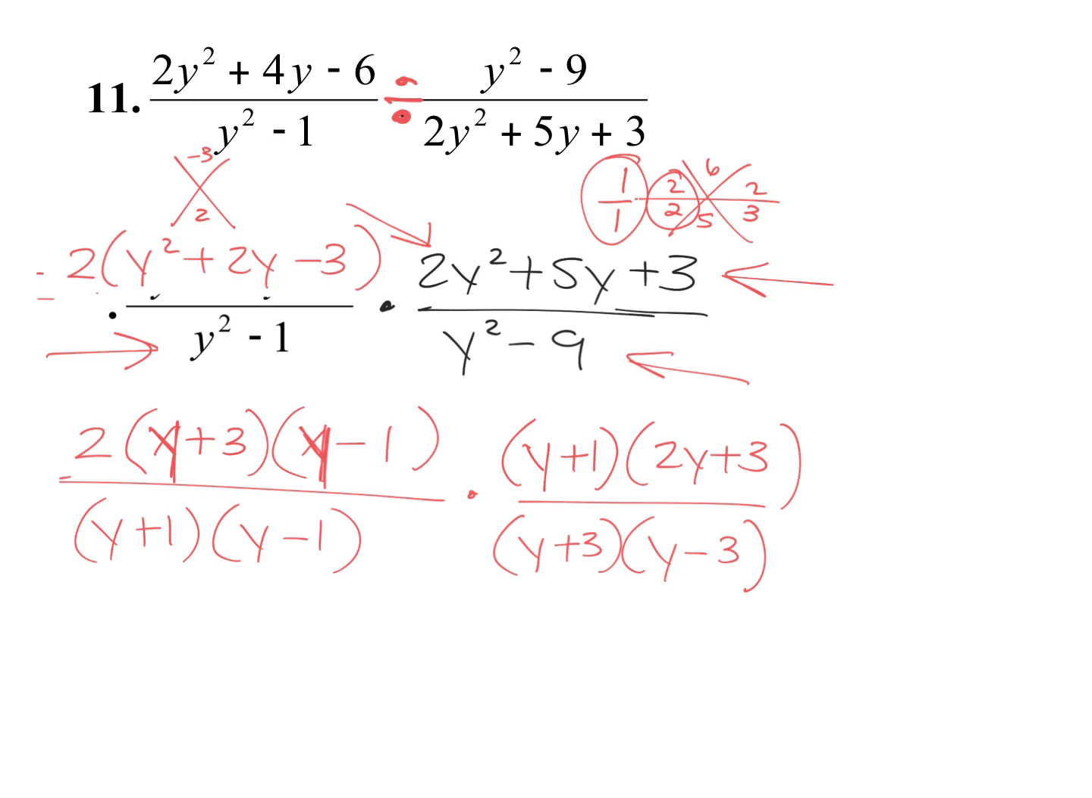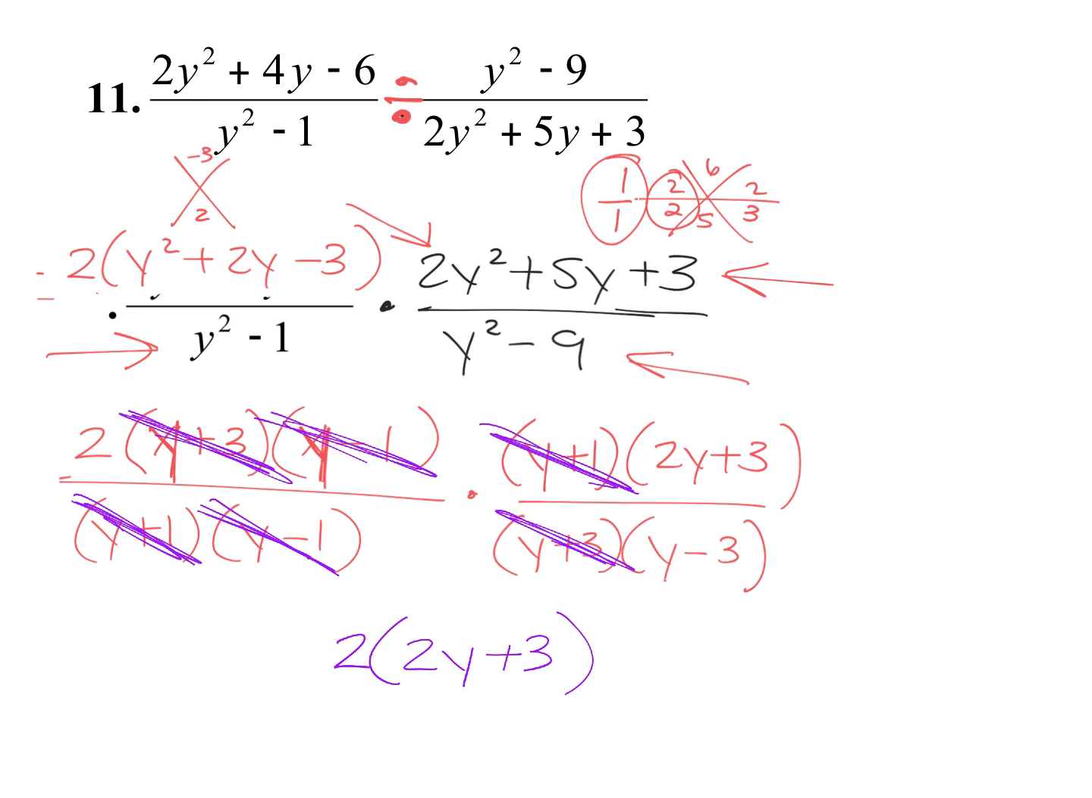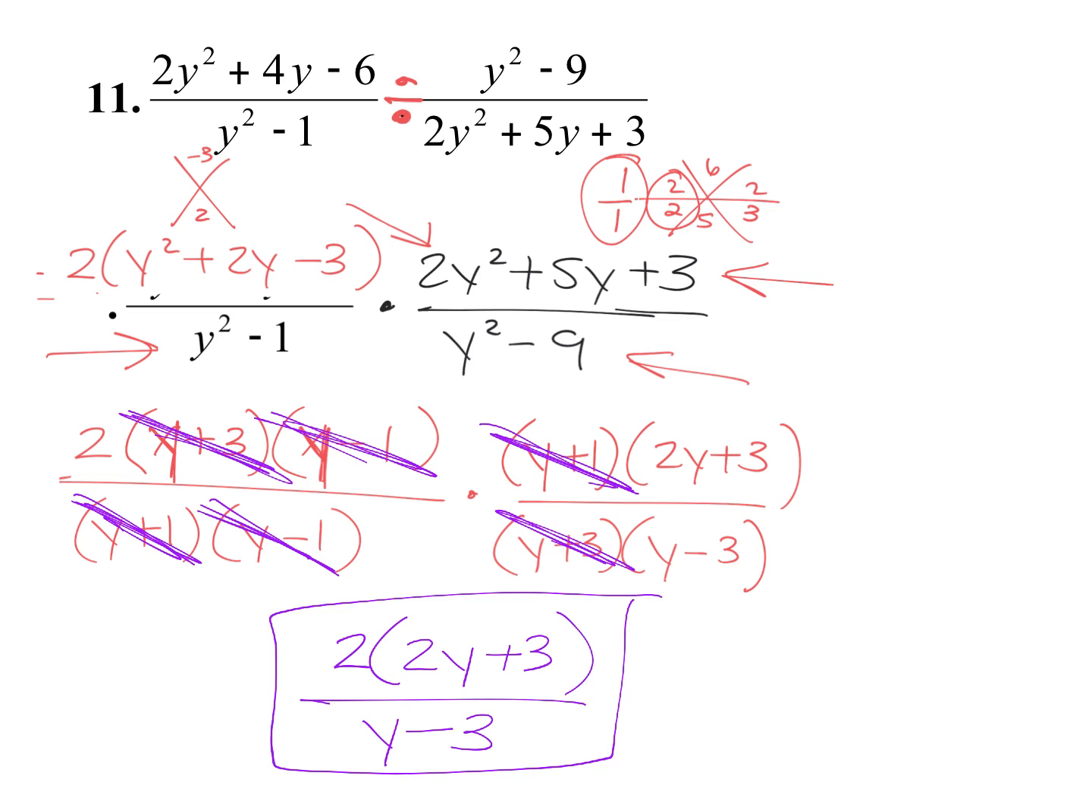Okay, and now we can start slashing. So it's going to be y plus 3 with y plus 3, y minus 1 with y minus 1, y plus 1 with y plus 1, and I think we are done. 2 times 2y plus 3 over y minus 3. We made it.